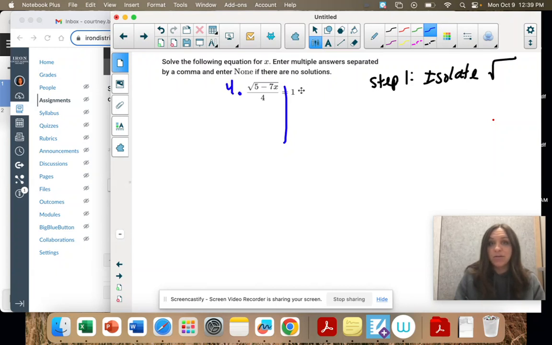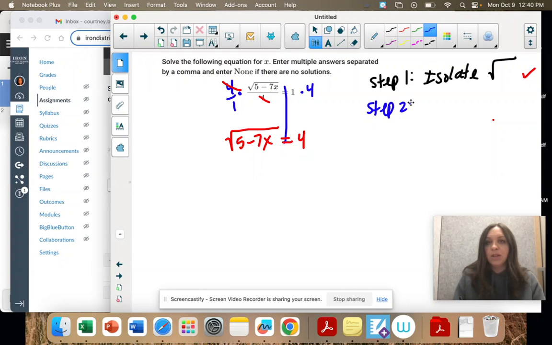Multiply by 4. Remember, to get rid of a denominator, you multiply by that denominator. So it's really like we're multiplying by 4 over 1. The 4's cancel out, and we're just left with the root or whatever the numerator is. So 1 times 4 is 4. Okay, we isolated the root.